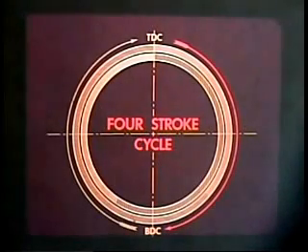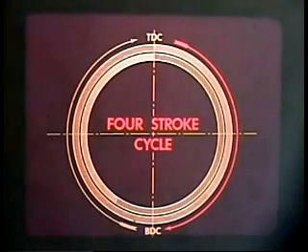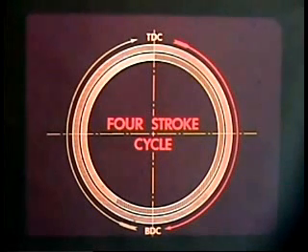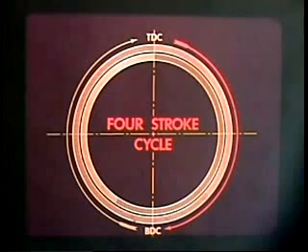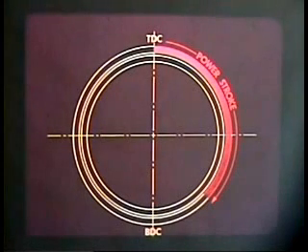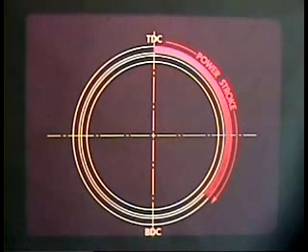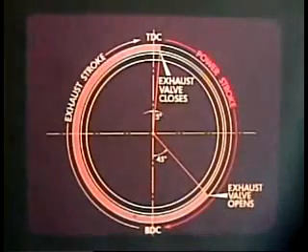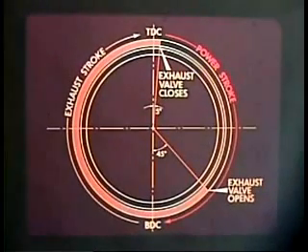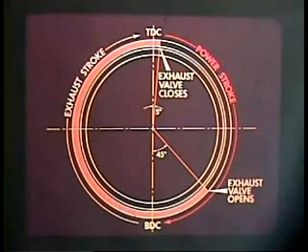Up to now, we have assumed that the intake and exhaust valves open at top dead center and bottom dead center, but this is not the case. These two circles represent 2 complete revolutions of the crankshaft, or 1 4-stroke cycle. When the piston is 3/4 of the way down on the power stroke, combustion pressures have dropped to the point where there is little power left.